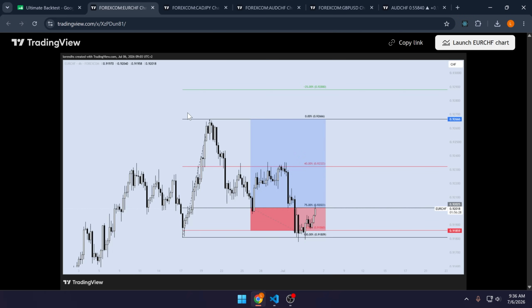And this is another trade. We hit the 40% mark, and we just went down, so this is a valid stop loss. We swept the liquidity here, and it's all good.